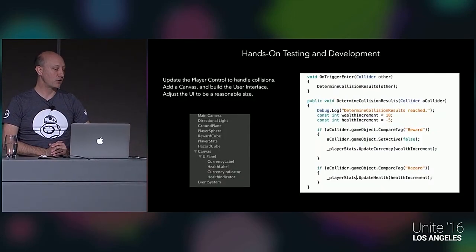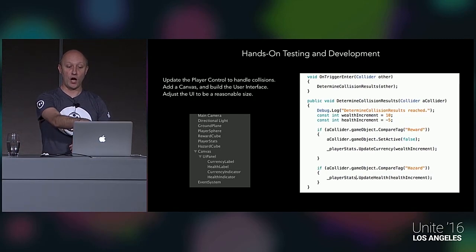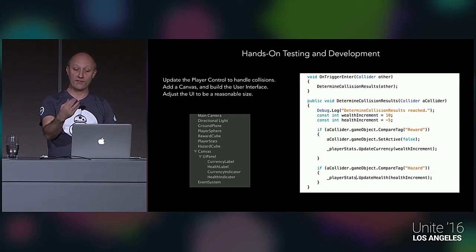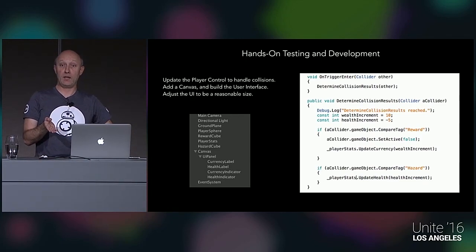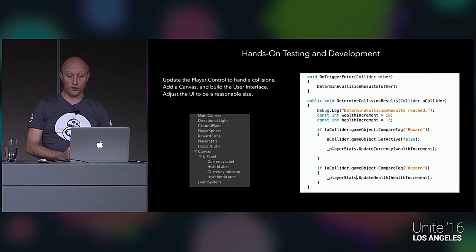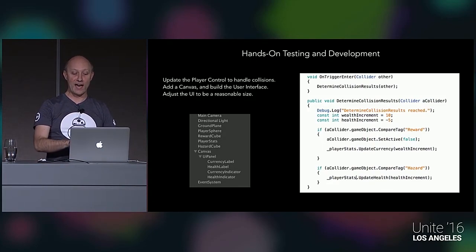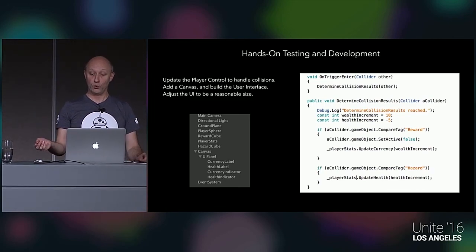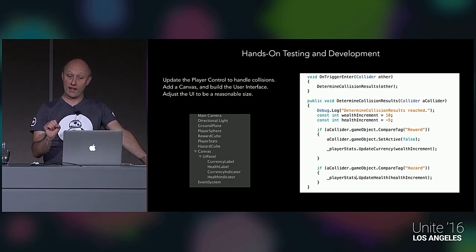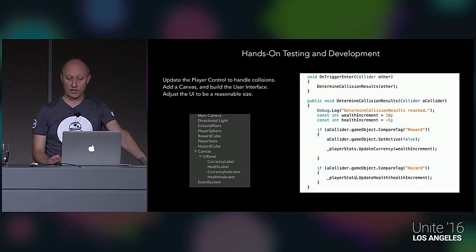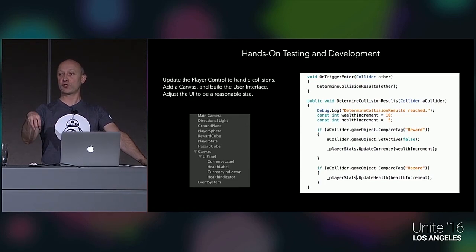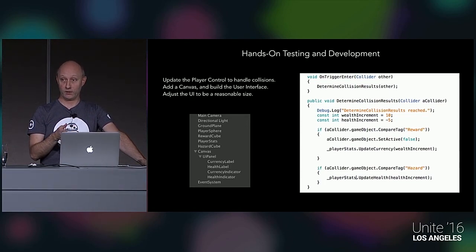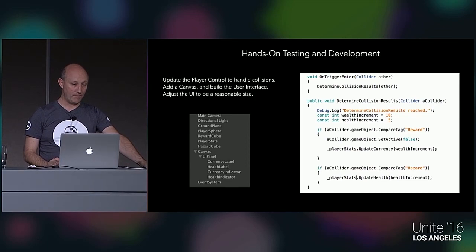Next, we update the player control to handle collisions. We have an on-trigger enter, and when we get that trigger, we're going to determine the collision results. I've used tags because that is what happened in the tutorial, where we have a reward object or a hazard object. And if we collide with one of those, if it's a reward, we let you collect that reward by turning off this game object. And then we update the currency. If you run into a hazard, I'm going to leave those cubes in the game world, but you will have your health decremented. OK, so that's what we have so far.